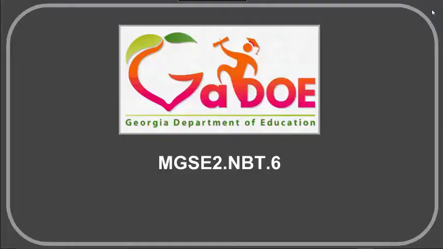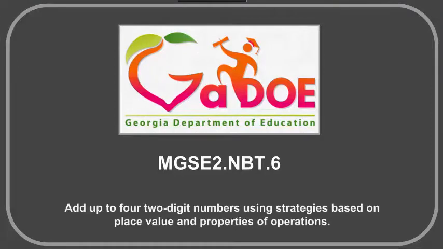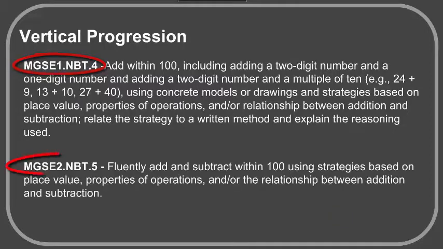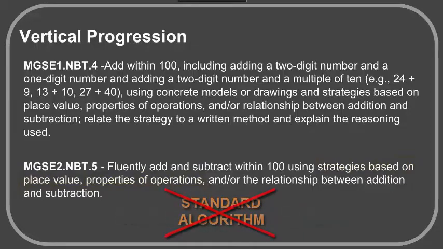This presentation will review the Georgia Standards of Excellence 2.NBT.6, which states that students will add up to 4 two-digit numbers using strategies based on place value and properties of operations. Success with 2.NBT.6 is closely related to 1.NBT.4 and 2.NBT.5, where students add within 100 using concrete models, strategies based on place value, and the properties of operations.